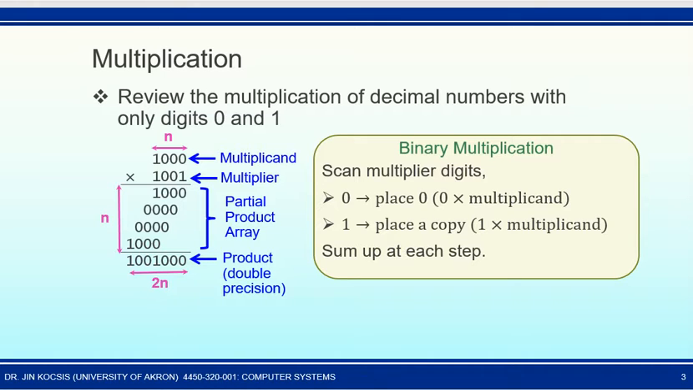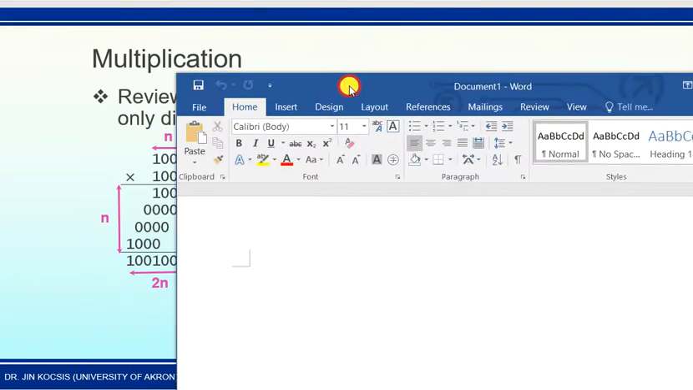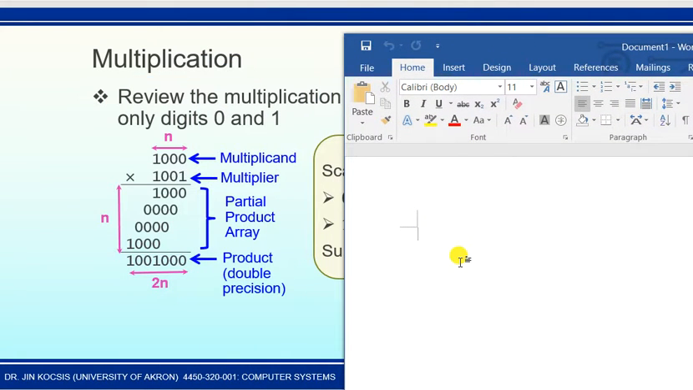Okay, so what we do is, let's show it here. Let's assume we just try to implement decimal multiplication, okay? So we assume our decimal digits only have 1 or 0. So basically now I want to implement the decimal multiplication between 1000 and 1001, right? So how do you do it?